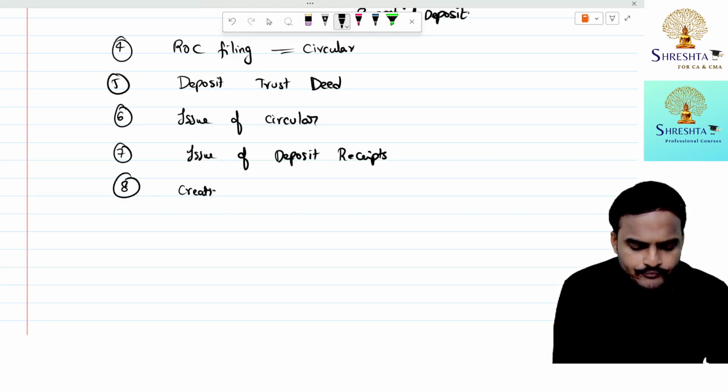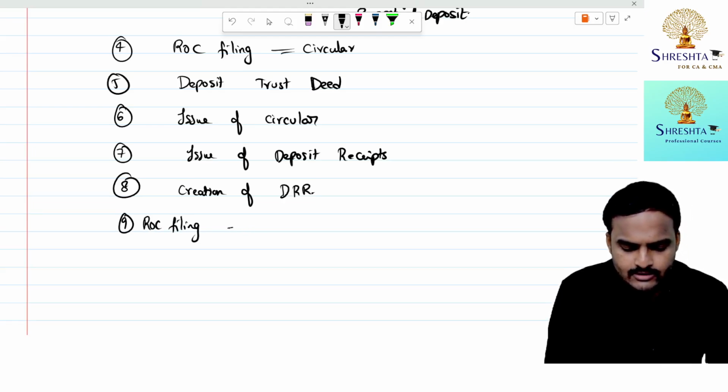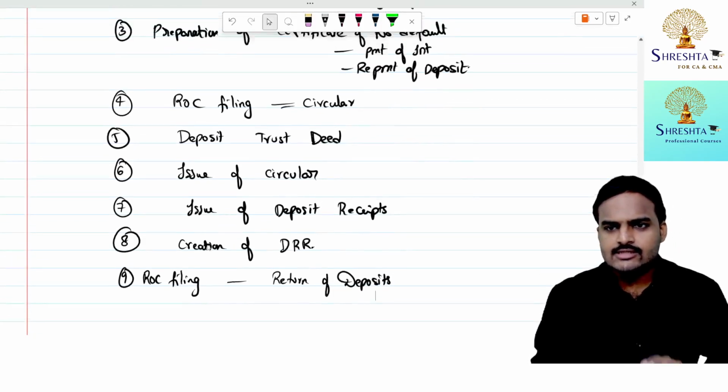And next one, creation of deposit repayment reserve. Last one, ROC filing, it's all about return of deposits. So these are the general conditions.